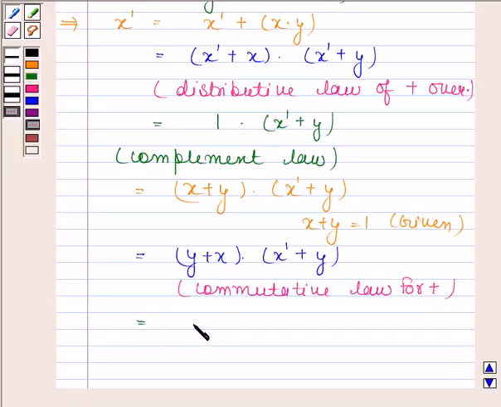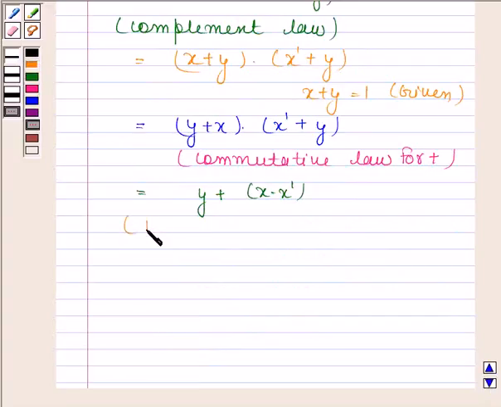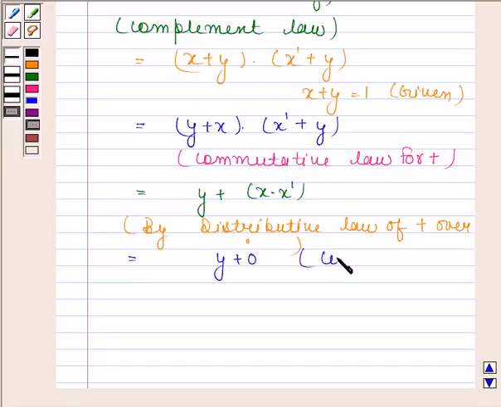Now this is equal to y plus x dot x complement by distributive law of plus over dot. And this is equal to y plus 0 by complement law. And this is equal to y because 0 is identity for plus.